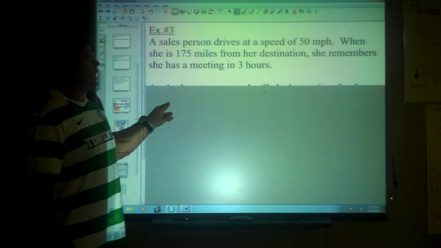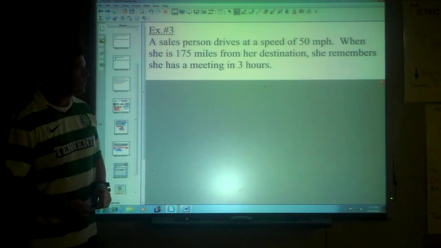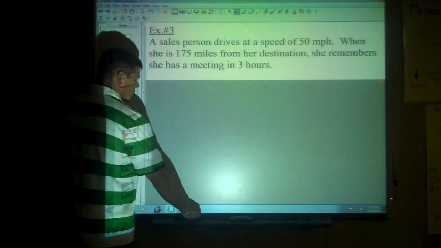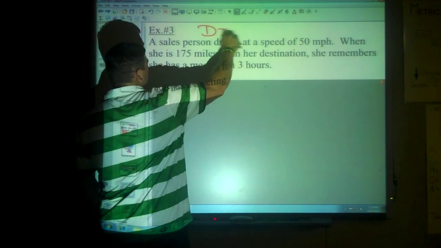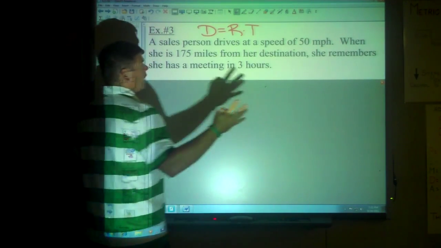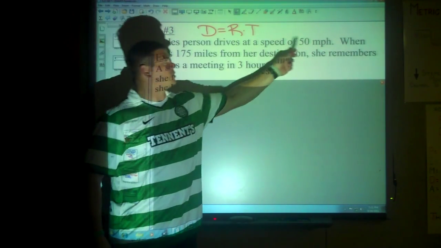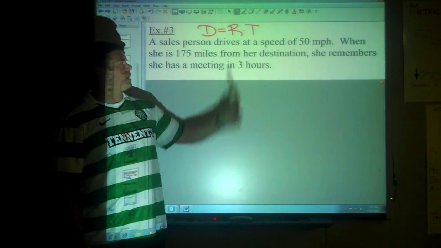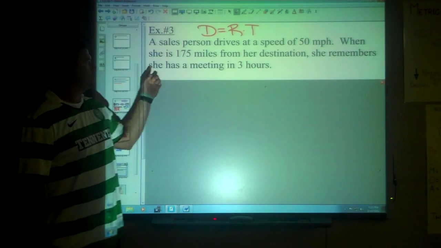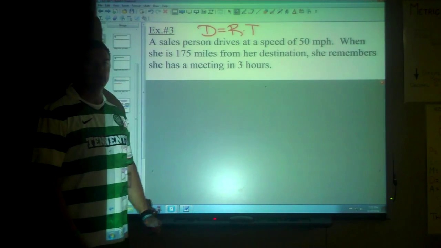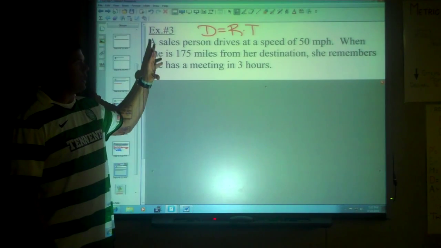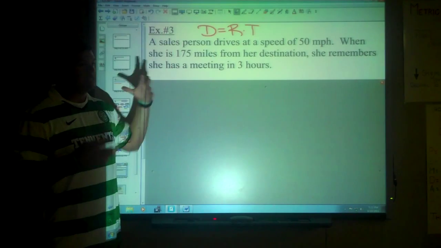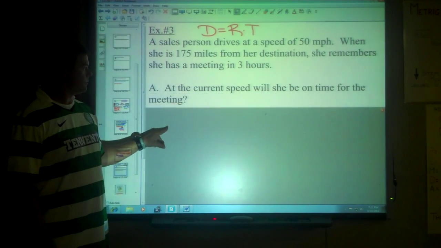A salesperson drives at a speed of 50 miles per hour. The moment I start hearing 50 miles per hour, I'm probably going to start thinking, maybe there's some relationship to this. Maybe not, but it's a pretty good indicator that I'm dealing with speed, which is rate. When she is 170 miles from her destination, she remembers she has a meeting in 3 hours. Ooh, okay. So we've got all kinds of things going on here. We've got some time, we've got some distance, we've got some speed. See where this takes us.